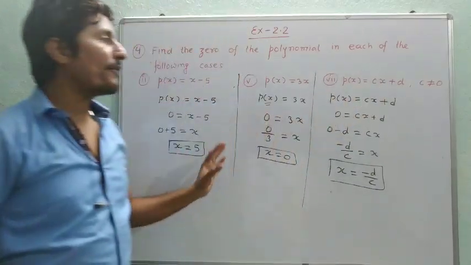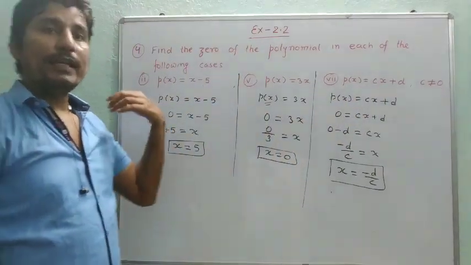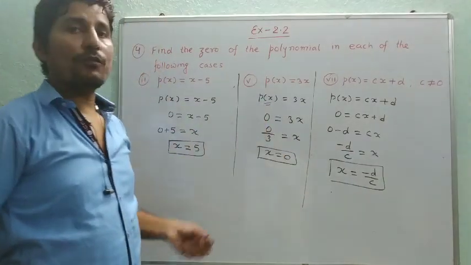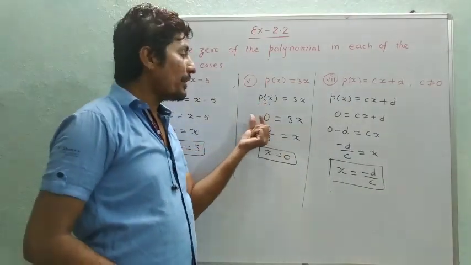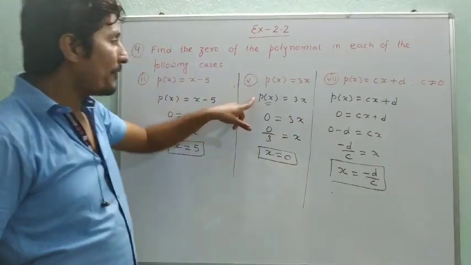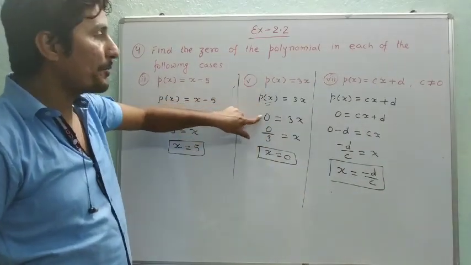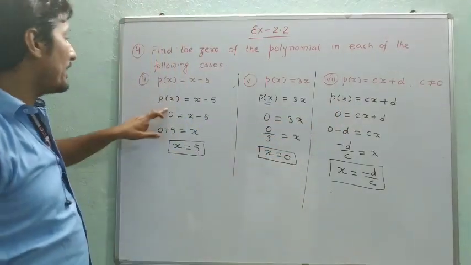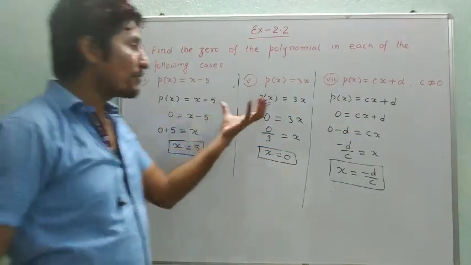In this way we can find out the zero of any kind of polynomial. For that we have to place P(x) equals 0. We have to make it 0, because we are going to find out the zeros. That's why on the place of P(x) we have to put 0. Here also we have put the value of P(x) equal to 0. To find the zeros we have to solve like this.